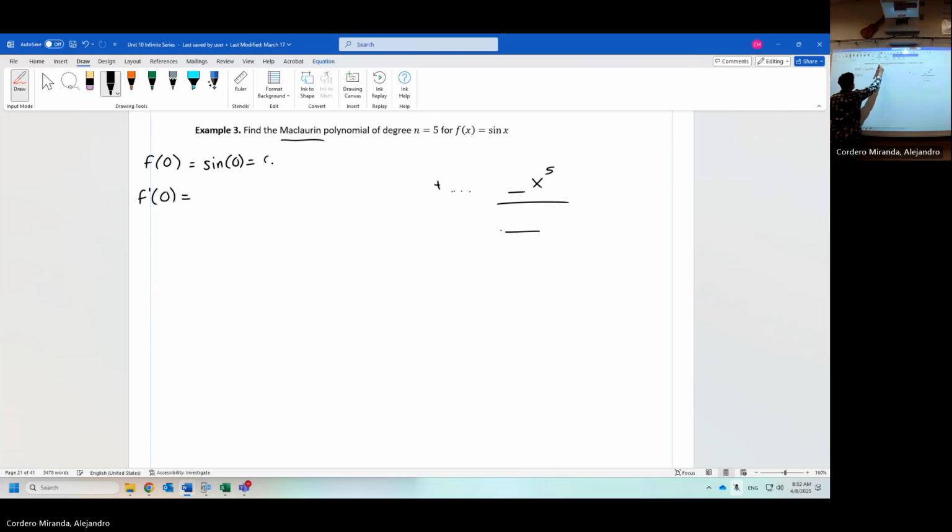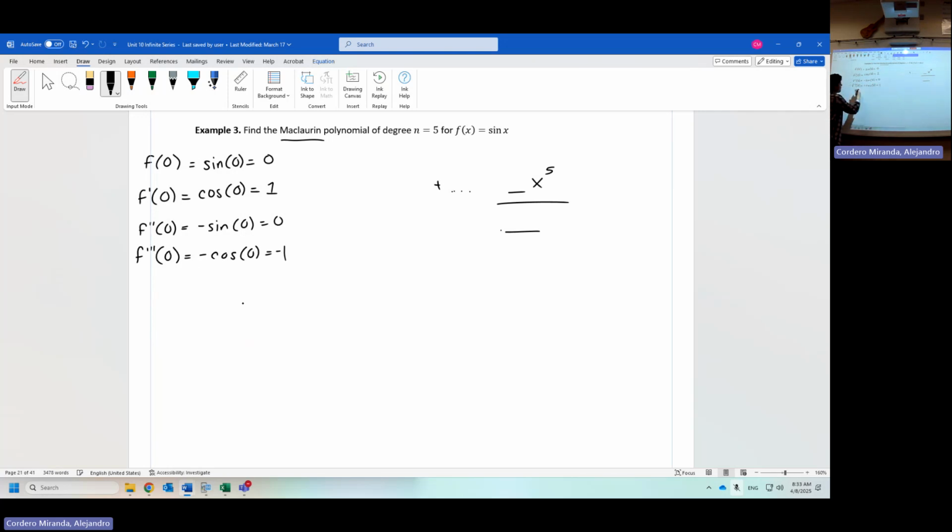Sine of 0 would have been 0. F prime of 0 would have been cosine of 0, which is 1. F double prime is negative sine of 0, which is 0. F triple prime would be negative cosine of 0, which is negative 1. The fourth derivative is back to normal sine.